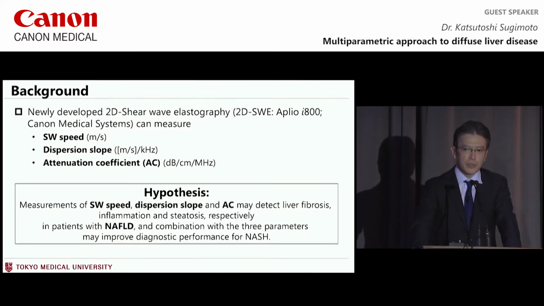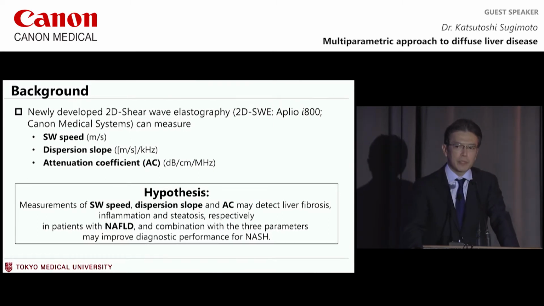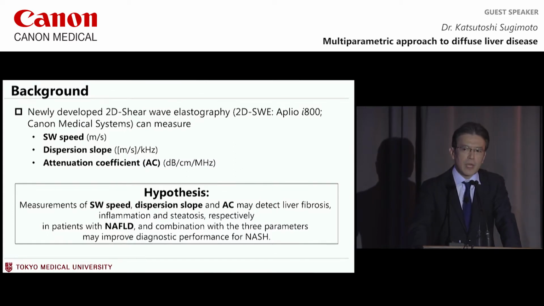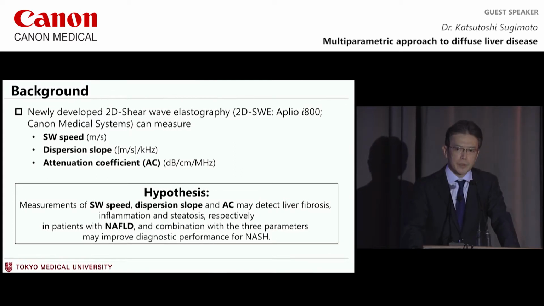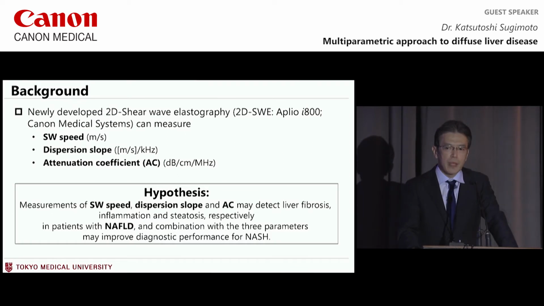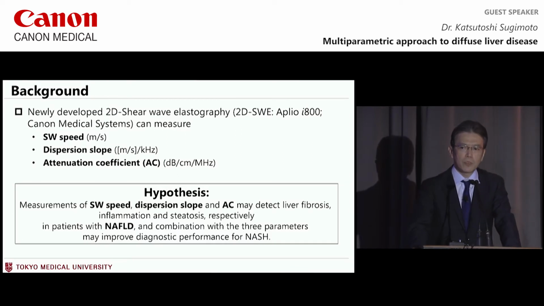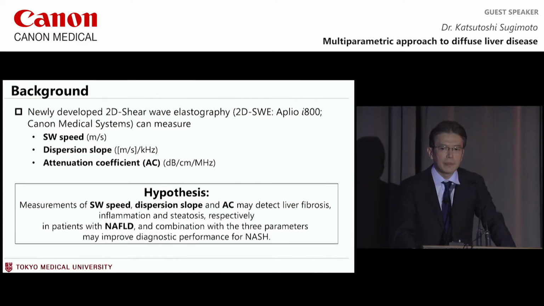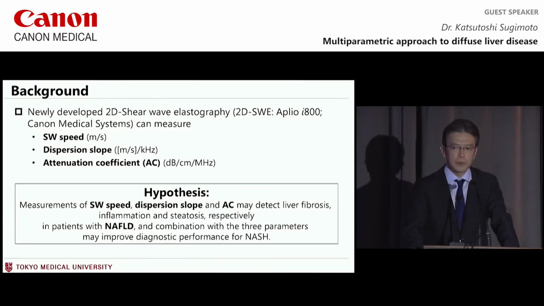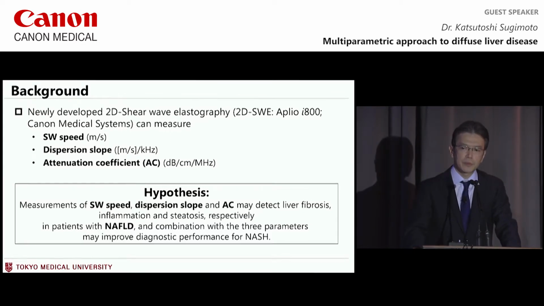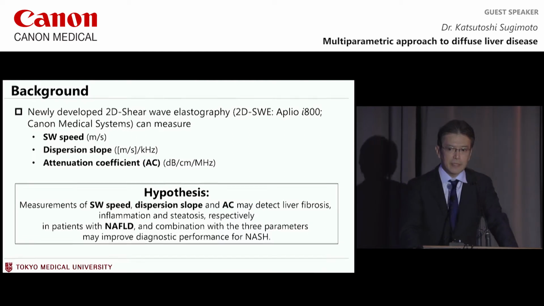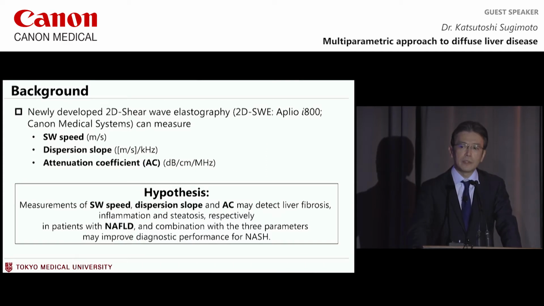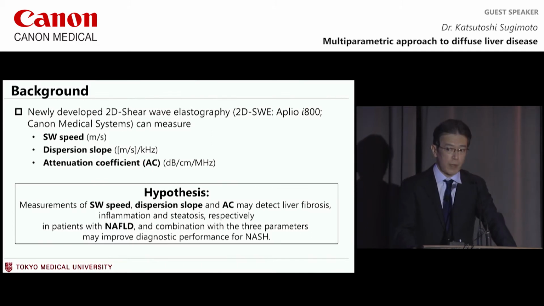Currently, the newly developed 2D shear wave elastography produced by Canon can measure 3 parameters: shear wave speed, dispersion slope, and attenuation coefficient. So this time, we hypothesized that measurement of shear wave speed, dispersion slope, and attenuation coefficient may detect liver fibrosis, inflammation, and steatosis respectively in patients with NAFLD, and a combination of the 3 parameters may improve diagnostic performance for NASH.